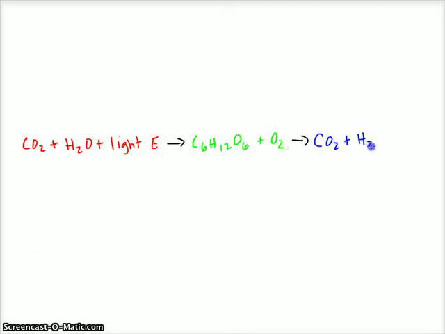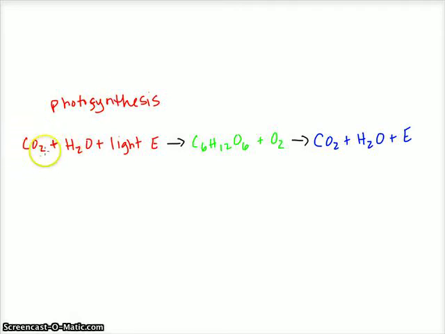We've got CO2 plus water plus light energy produces C6H12O6, and oxygen then releases carbon dioxide, water, and energy. So this process is called photosynthesis.